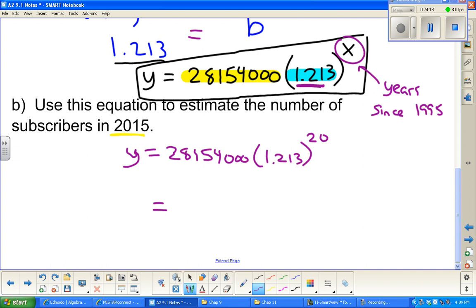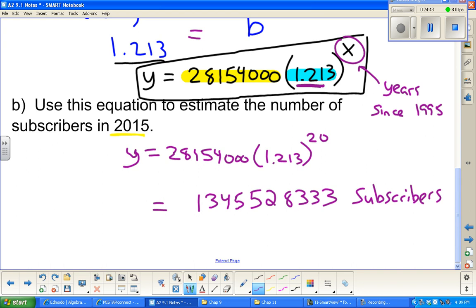Let's do that. Again, I'm going to use the answer. That 1.213 is still in my calculator. And I got, big number here, let's just write this, 1, 3, 4, 5, 5, 2, 8, 3, 3, 3. So that's how many subscribers we would expect if the growth rate was still going as what they said it was.